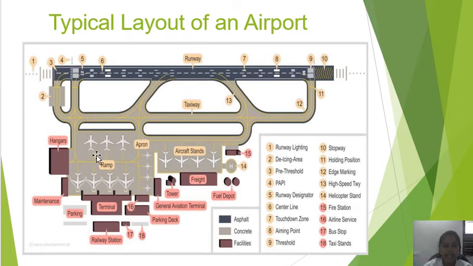This is the landing area, and this is the hangar for maintenance. This is the parking area, that is the vehicle parking area. This is the terminal building, this is the railway station, this is the tower, this is the fuel depot, these are the aircraft stands, this is the aviation terminal, and this is the parking deck. So this is the layout of an airport.